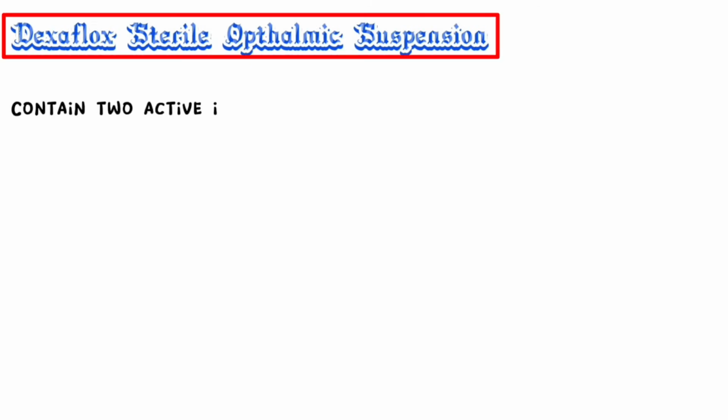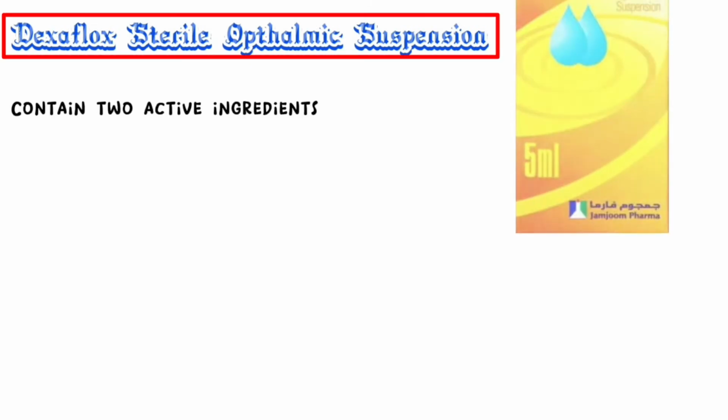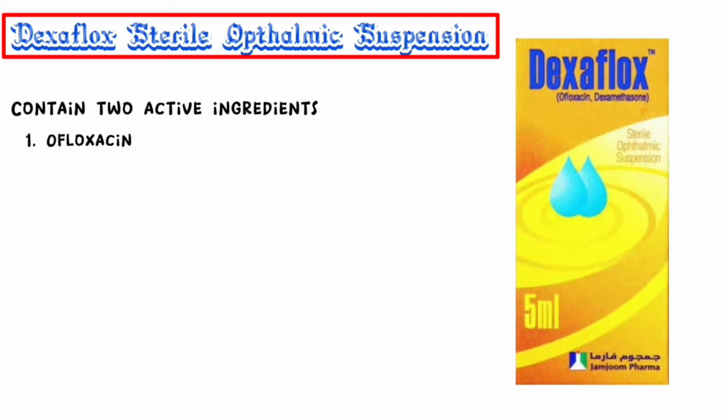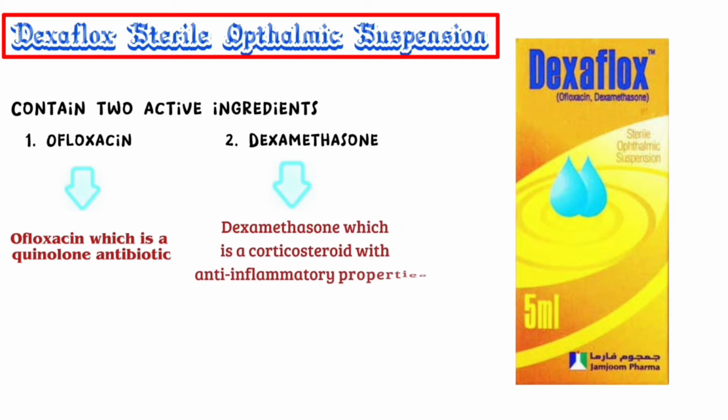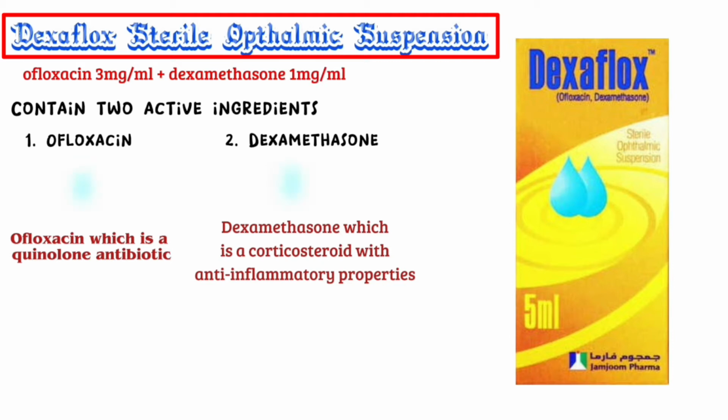Dexaflox sterile ophthalmic suspension contains two active ingredients: 1. Ofloxacin, which is a quinolone antibiotic. 2. Dexamethasone, which is a corticosteroid with anti-inflammatory properties. Ofloxacin 3 mg per milliliter plus dexamethasone 1 mg per milliliter.